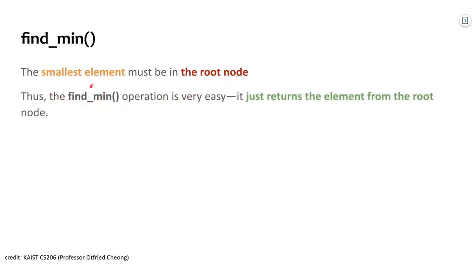Therefore, the find min operation is very easy. We are going to just return the element from the root. Then it is going to be the minimum element, the smallest element in the heap. So implementing the find min operation is quite easy if you just keep this property.